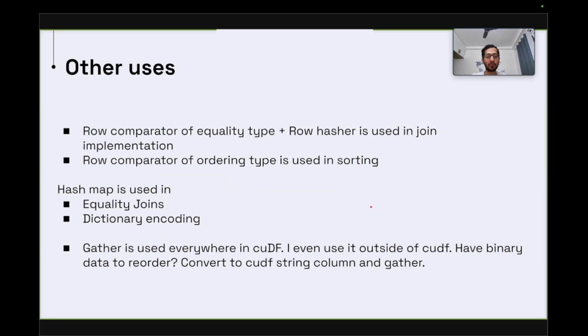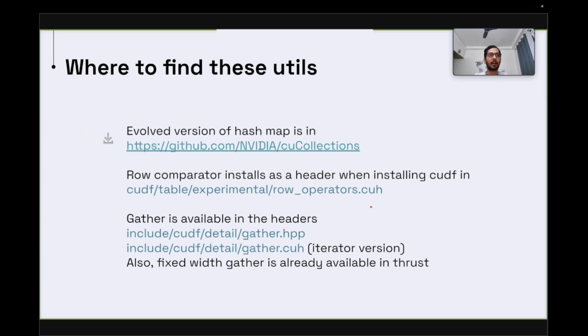For example, the string gather is particularly useful if you have a bunch of discrete binary values you need to reorder. You just give it the order that you want and call gather on it. So these utilities are actually available to use.